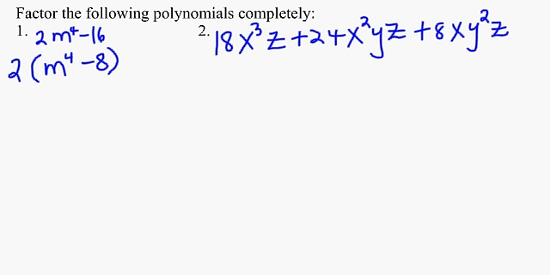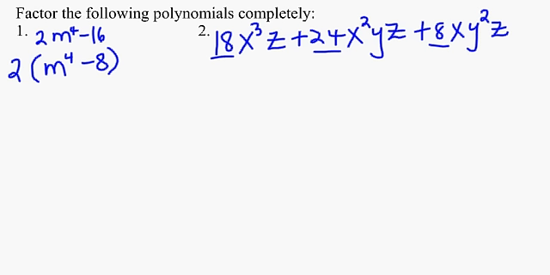Okay, on number 2, I have 18x cubed z plus 24x squared yz plus 8x y squared z. So the first thing I'm going to do is compare the numbers. So I'm looking at 18 and 24 and 8 and looking for the largest number that divides into all three of those. Well, I'm looking at the 18 first. I have a 2 and 2 3s as my factors. It's 2 times 3 times 3.